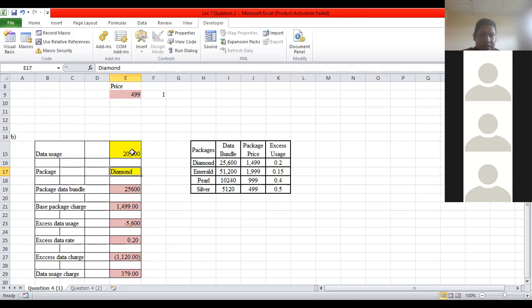So here, if it is diamond, in the diamond package, there can be a person who would use 20,000 later.